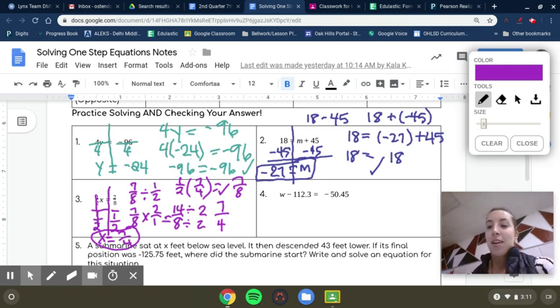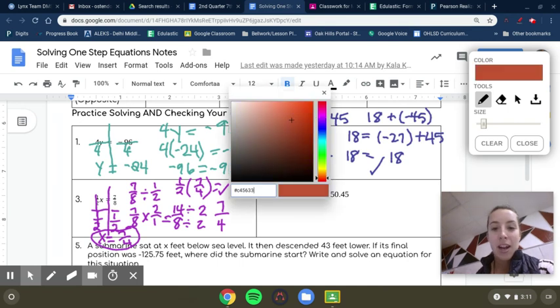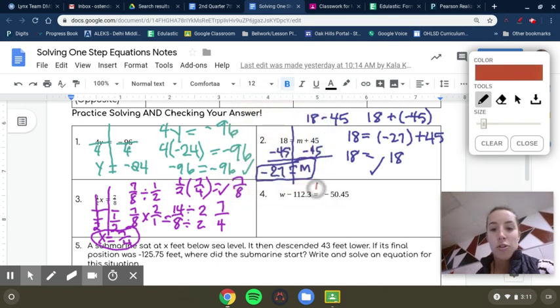Okay, number 4. Let's go ahead and use orange. Okay, I'm going to draw my line down my equal sign. I have to isolate the variable, get the variable by itself. So I have w minus 112.3 is equal to negative 50.45. So the opposite of subtracting by 112.3 would be to add 112.3 on both sides. Okay, so that means that this is additive inverse, which creates a 0, and I have w by itself, which is exactly what we want.